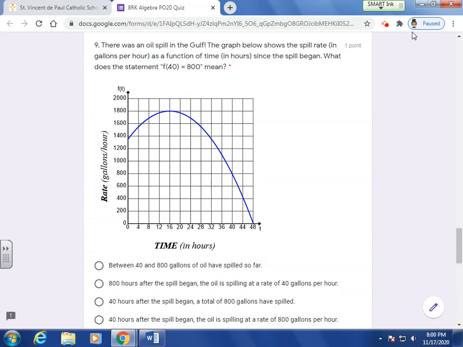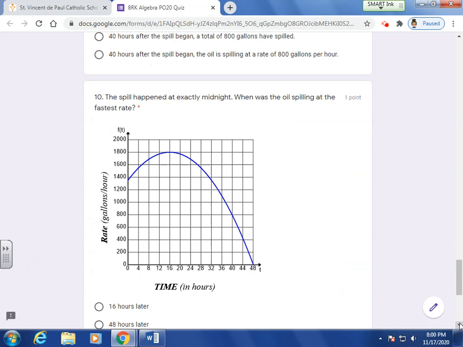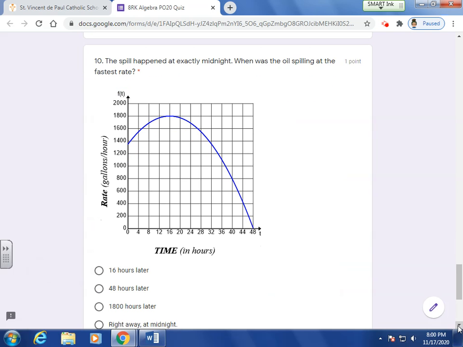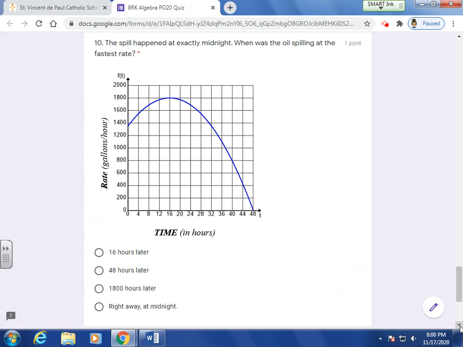And lastly, the spill happened at exactly midnight. So same graph as before here. The spill happened at exactly midnight. When was the oil spilling at the fastest rate? Well, the fastest rate the oil gets is 1,800 gallons per hour, which is the vertex of this graph here. That is at an x value of 16, which represents 16 hours later.